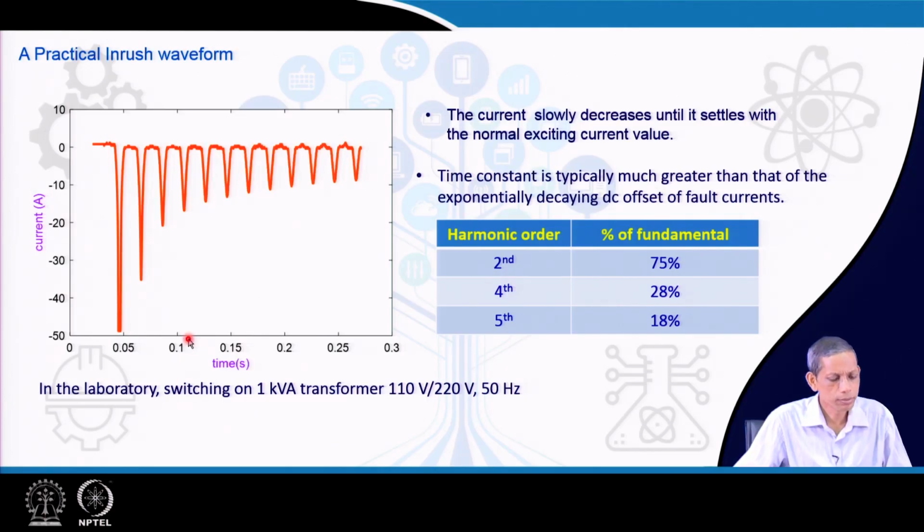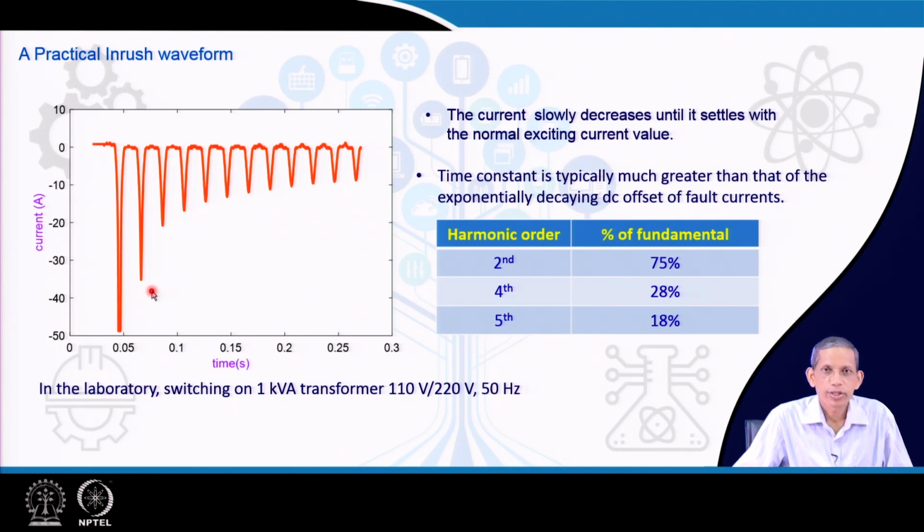Now, this is a laboratory experiment. While switching on a small transformer, the corresponding current observed during the no load condition, and the energization leads to current of this nature. This, as we know, is called inrush current, and if you see, the current pattern is not sinusoidal, it has a different pattern.